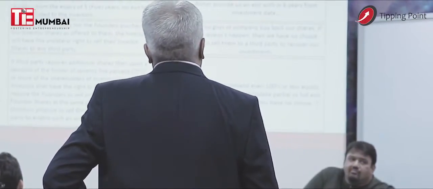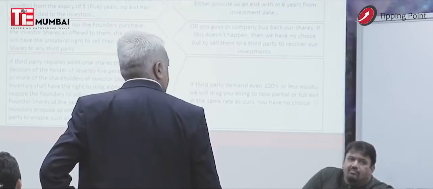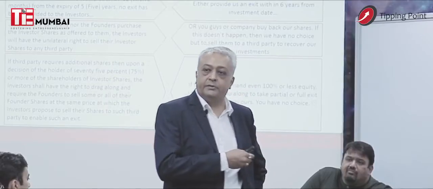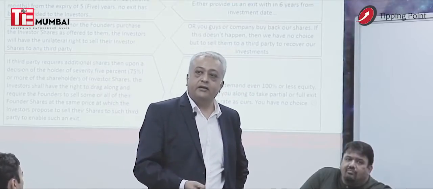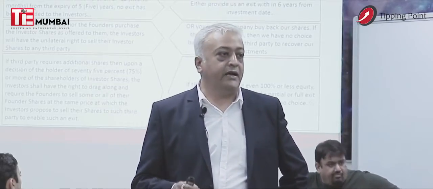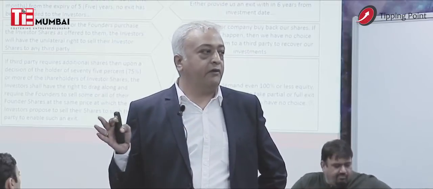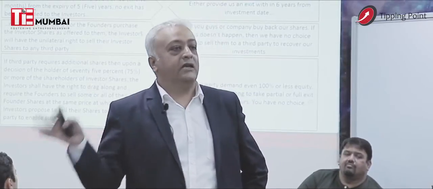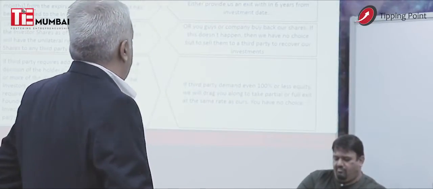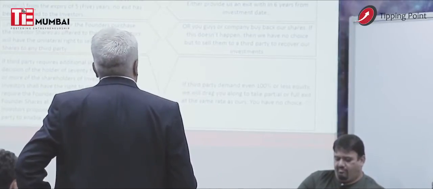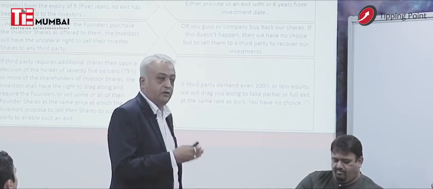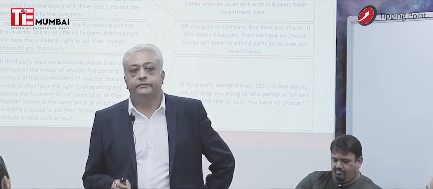If a third party demands even 100% or less equity, so listen, the investor is holding 20%, right? And promoters are holding 80%. If this third party says that I am ready to buy out, provided 50% of equity is transferred to me, or 100% equity, that is the entire company is transferred to me, right? The investor has the right to drag you, the promoters as well as other investors along with, and sell off the company.